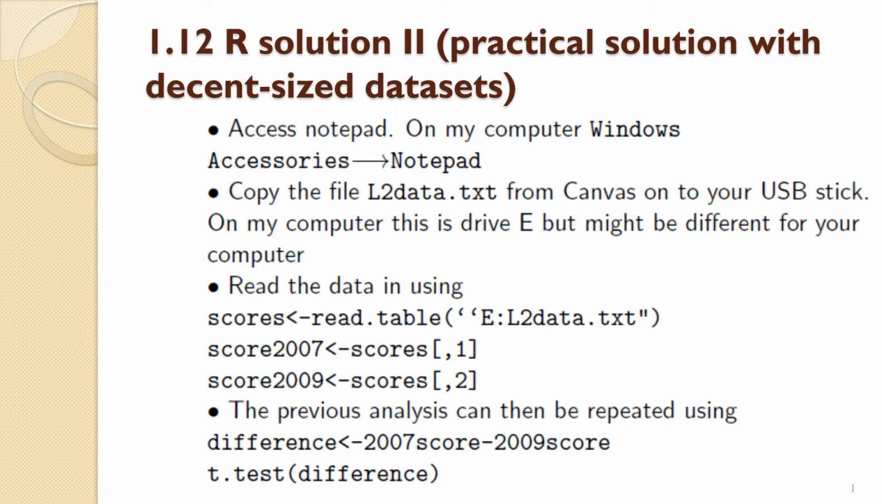So the read.table command is applied to the full file path. The drive E is my USB stick on my computer. It might be different for you. And then what we should do here is, the 2007 score goes to the first column of this data, the 2009 score goes to the second column, and then it just repeats what you've done before. Difference goes to the 2007 score minus the 2009 score, and then just apply the t-test to the variable difference.